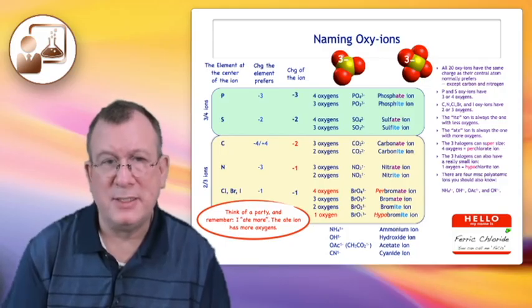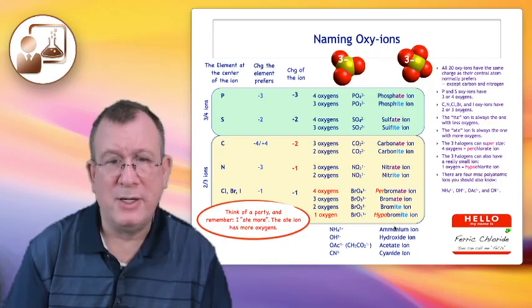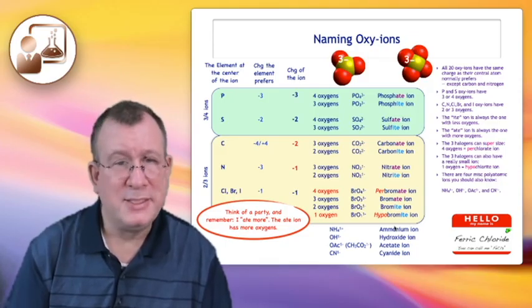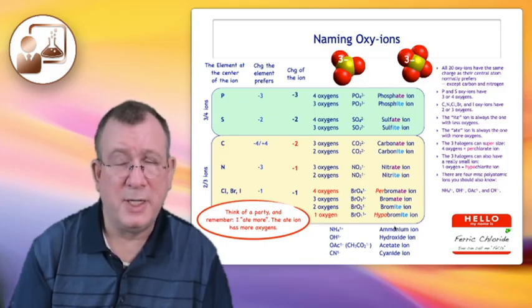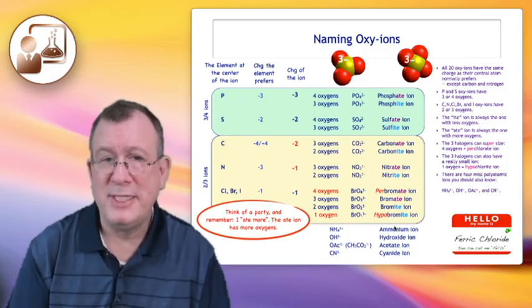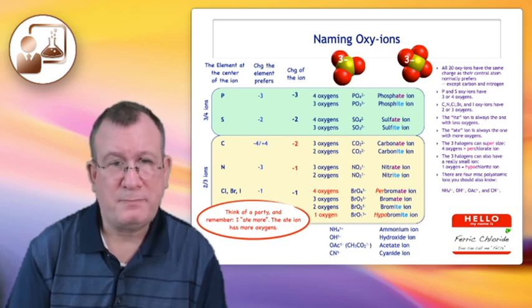Notice fluorine isn't in there. You're never going to have a fluorate ion or a perfluorate ion, because oxygen doesn't dogpile on fluorine. Fluorine's the tougher one. If anything, he'll dogpile on oxygen. So fluorine isn't part of this mix.